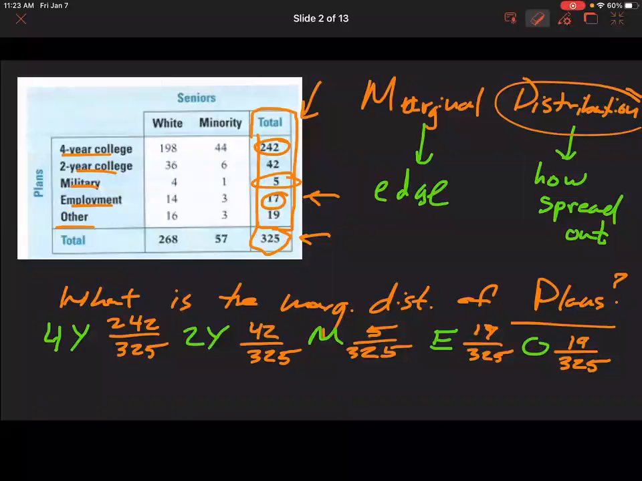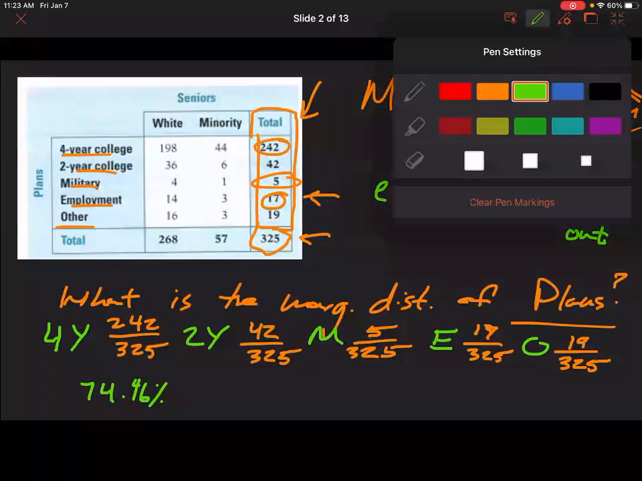So I'm just going to go ahead and divide these real quick. 242 divided by 325. And I'm just going to go ahead and kind of round them in my head because we've gotten a good amount of practice with this. So 74.46% for this one. And then 42 divided by 325. We get 0.1292, so that's about 12.92%.